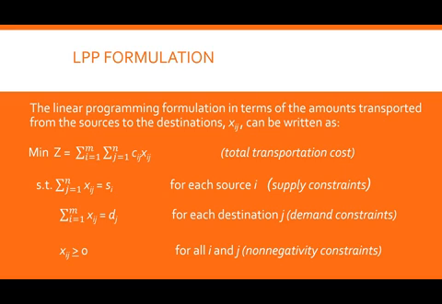So the LPP formulation or the mathematical formulation of the transportation problem is: minimize Z equals double summation Cij Xij, subject to summation Xij equal to Si, summation Xij equal to Dj, and Xij greater than or equal to 0. Hope the concept is simple. Hope you people have understood. Quite nice. So shall we move on to the next slide?